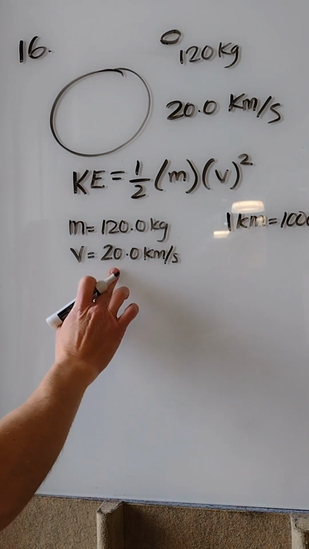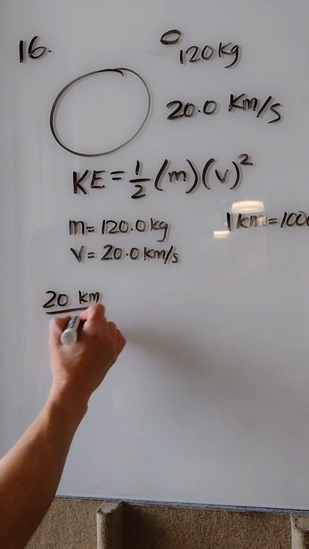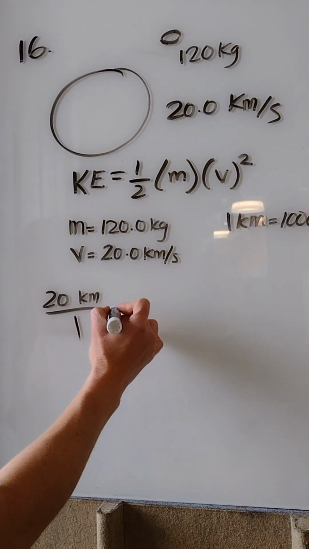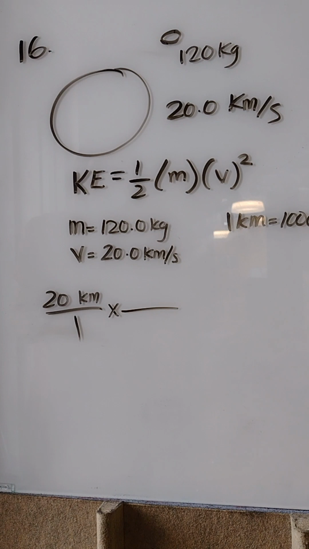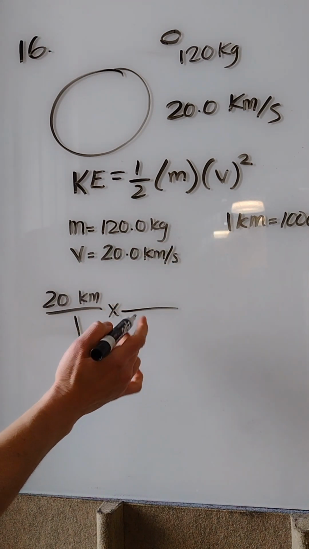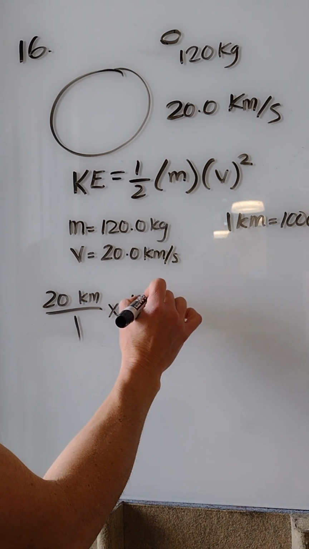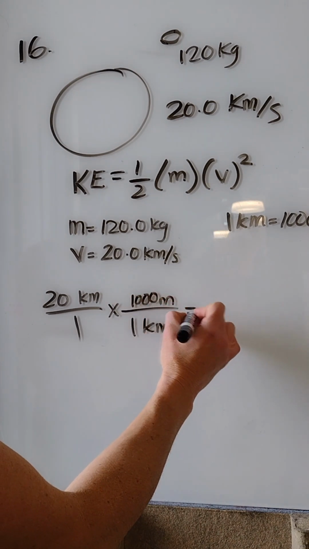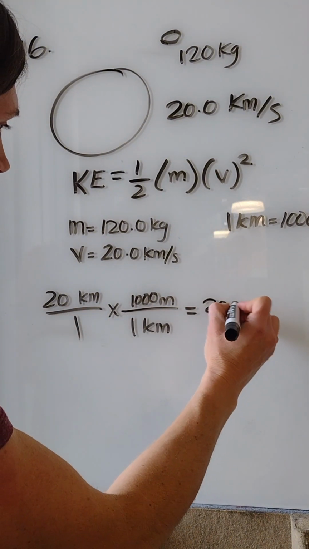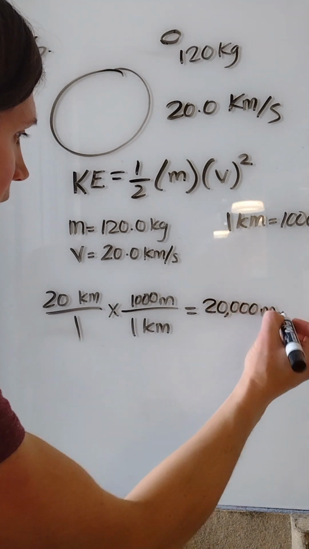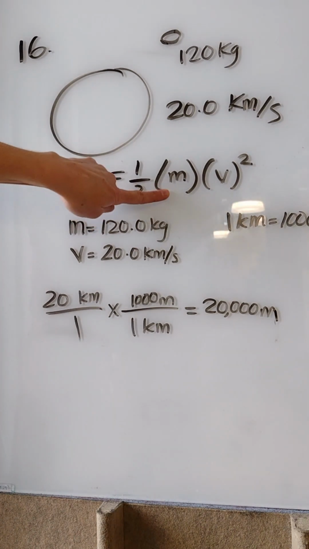All right, so we're going to take our velocity of kilometers over 1 times line, and then we're going to plug in our conversion factors. So our kilometers have to go on the bottom to cancel out. So 1 kilometer down here and 1,000 meters here, and that equals 20 times 1,000, which is 20,000 meters. Now we have something that we can plug into our equation here.